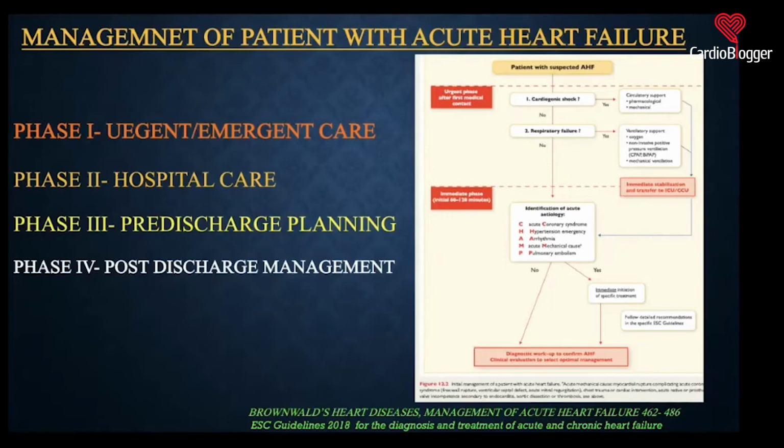After this, you have to see the cause of the acute etiology. So there is a mnemonic known as CHAMP, in which C stands for coronary syndrome. Do an ECG, do an echo. If the echo shows any wall motion abnormality, severe LV dysfunction, and your troponin levels are very high, then you have to see whether it is a case of acute myocardial infarction, which can address the issue.